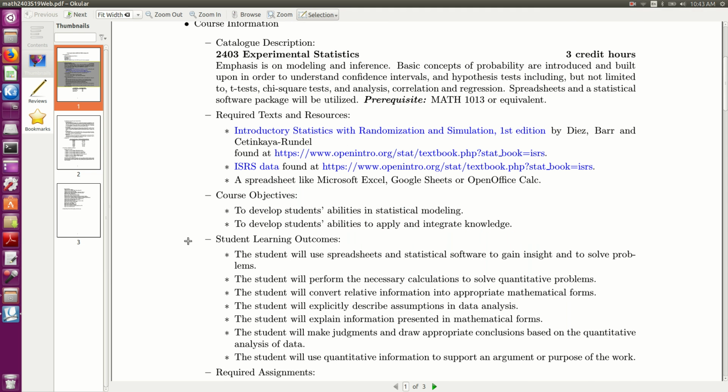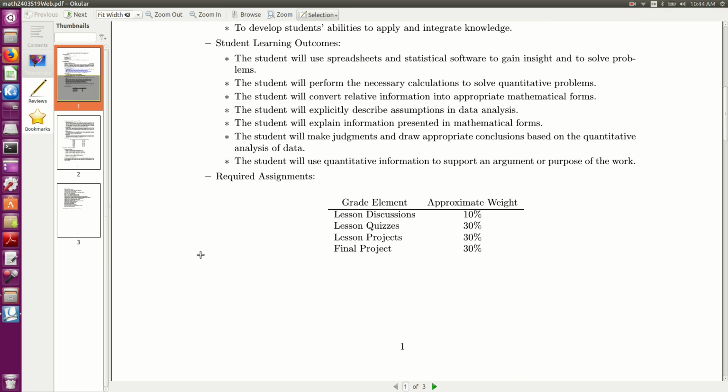let's see, so course objectives, learning outcomes, required assignments. So here's what you all tend to care about. How is your grade determined? We'll have lesson discussions where you will go out and find answers to prompts. It's a collaborative sort of idea. Each person chooses a prompt to answer, and you make comments on other people's answers in the discussions.